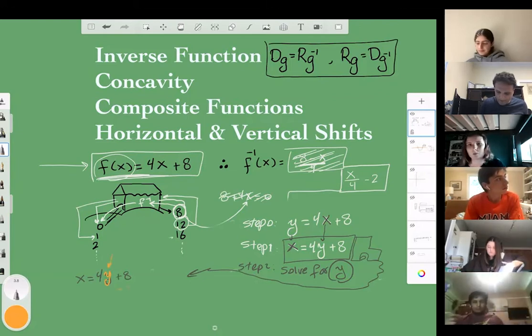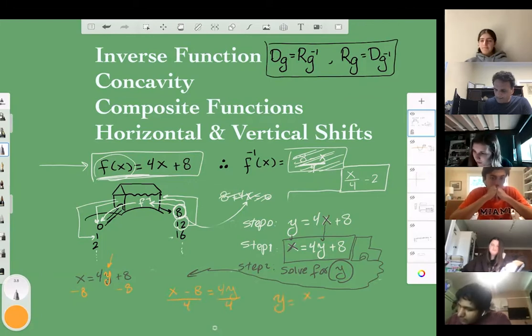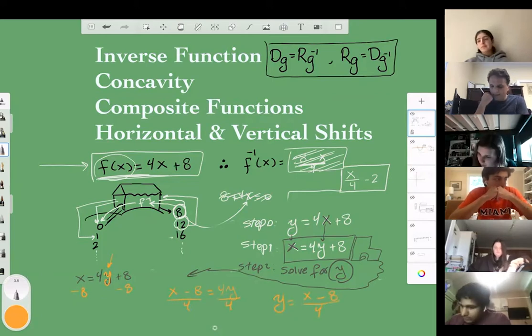We're gonna subtract 8. We have x minus 8 equal to 4y. Good. Then divide by 4. Then y will be x minus 8 over 4. So what Bena said, 8 minus x, but it should be x minus 8. So you solve for y. I mean, here you're done.